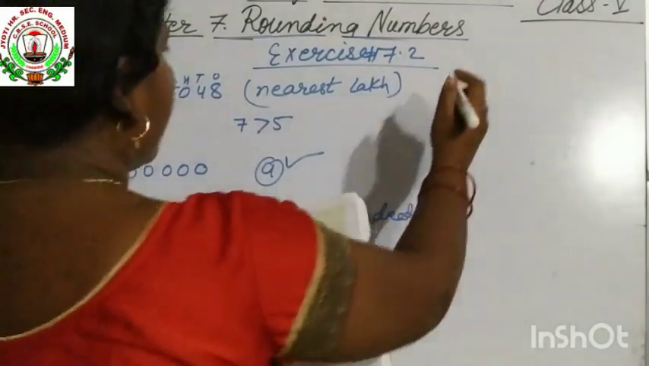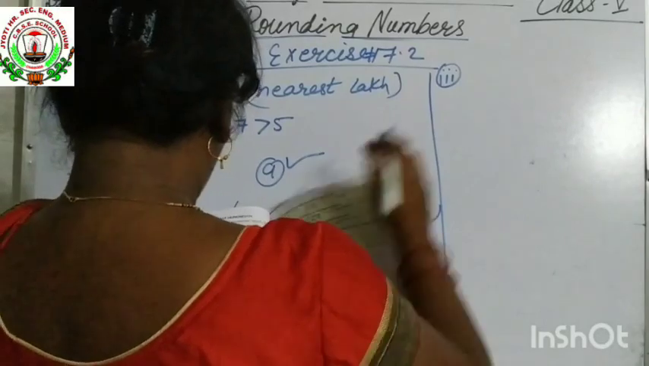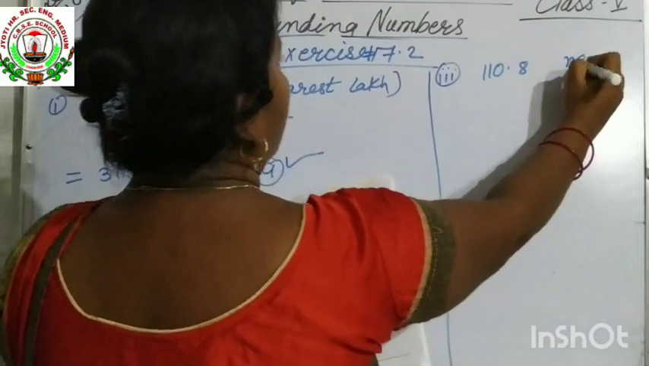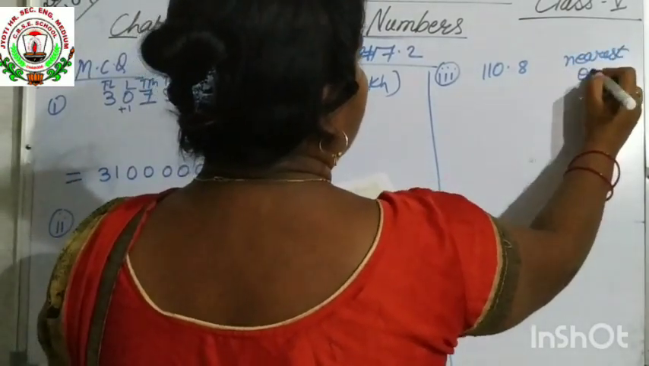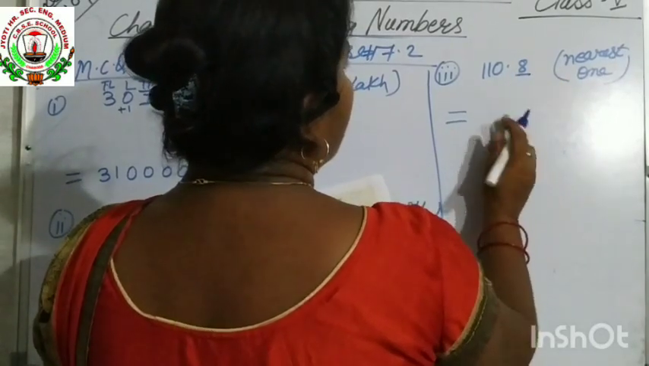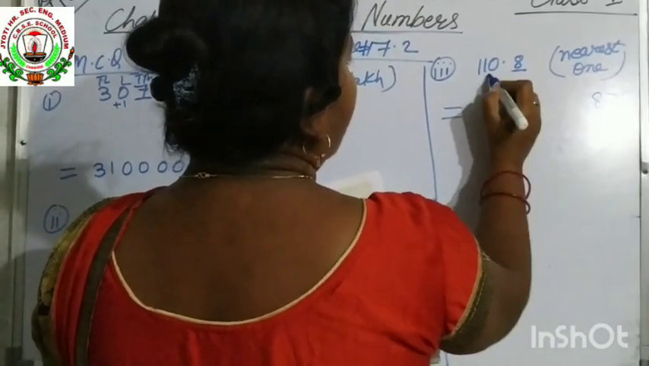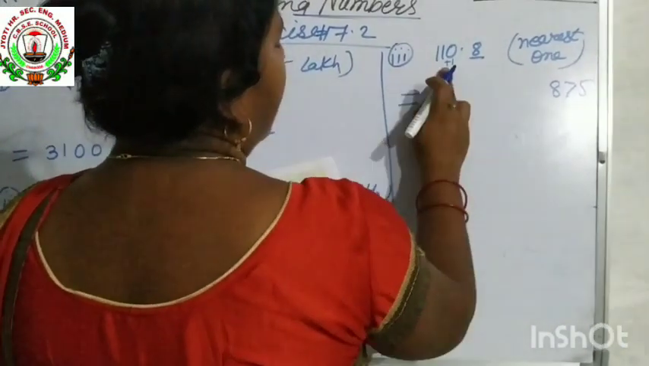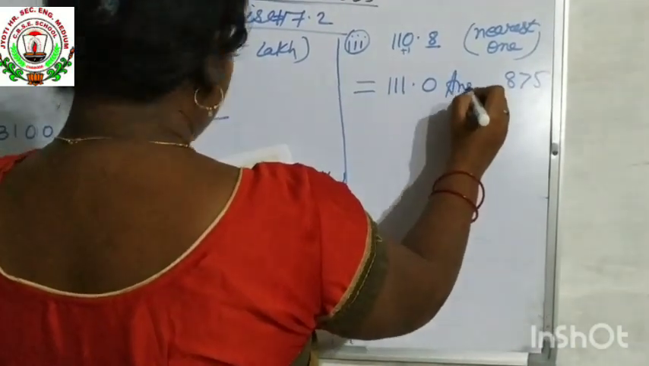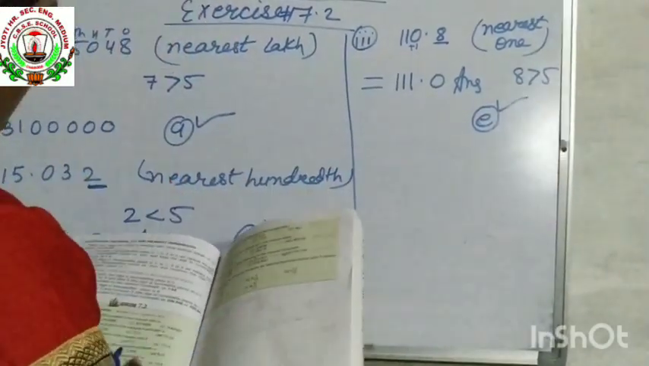Now next is number 3. In number 3, the given number is 110.8, round up to the nearest 1. In nearest 1, we have to round up this number. It is 8. 8 is greater than 5. So we will add 1. So 110 plus 1 is 111 and this will be 0. So it is the answer, which is your option number E. So you will put a tick mark in E.